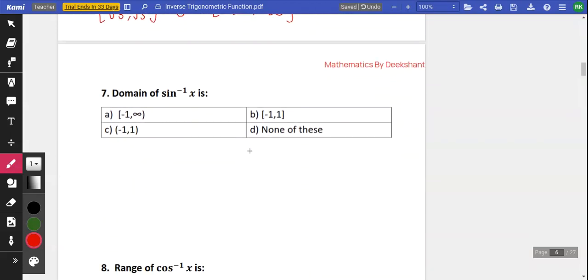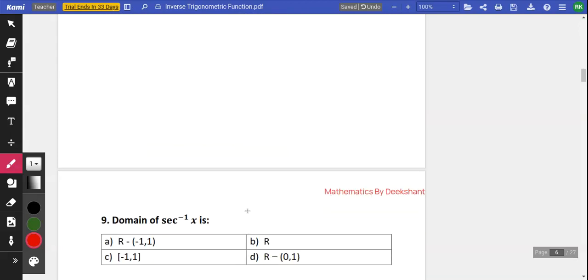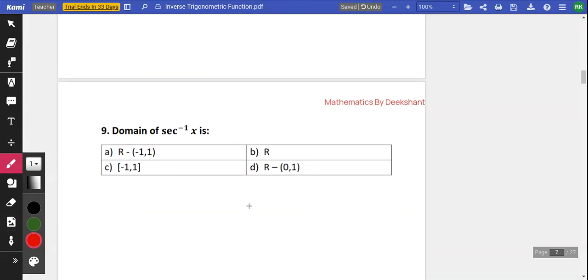In seventh question, find domain of sine inverse x. Domain of sine inverse x is minus 1 to 1. So the correct option is option B. In eighth question, find range of cos inverse x. Cos inverse x range is 0 to pi. So the correct option is option D. Domain of sec inverse x. Domain of sec inverse x is all real numbers except minus 1 to 1. So the correct option is option A.